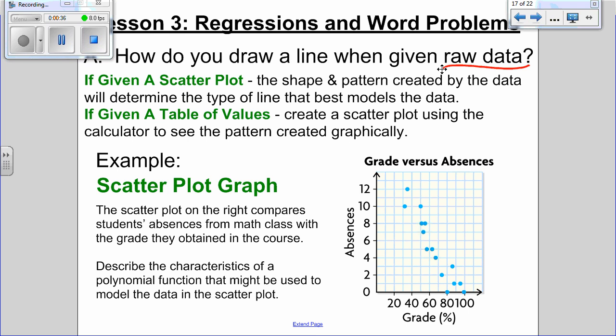We want to take raw data, which is just random points, and then try to create info out of that. To do that, we create lines. So we try to take raw data and turn it into a line. The first thing we do is if we're given raw data in the form of a scatter plot, this is a scatter plot. This would be raw data because it's just a bunch of random points. Nothing really means anything to us other than at this point we have a grade of 50% and they had 12 absences. This is just raw data. It's little pieces of data all put together.